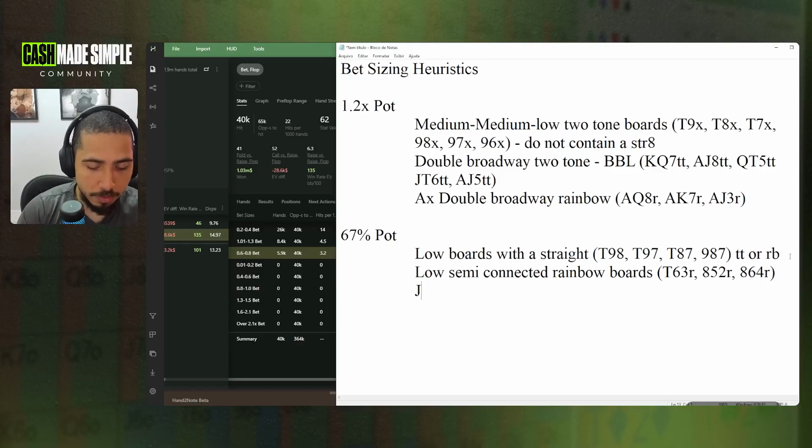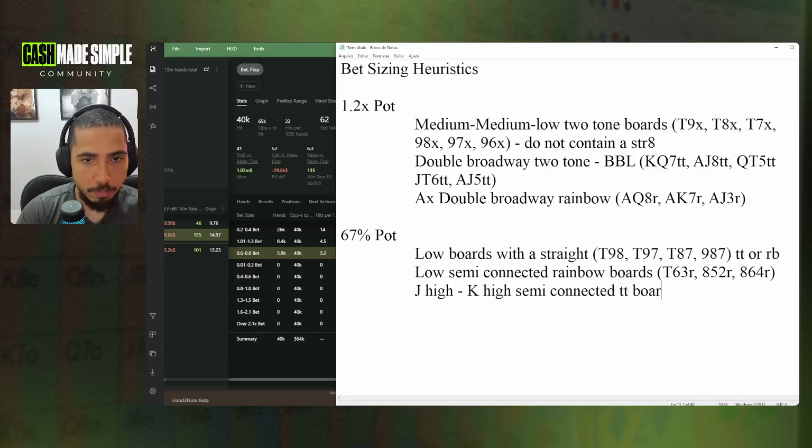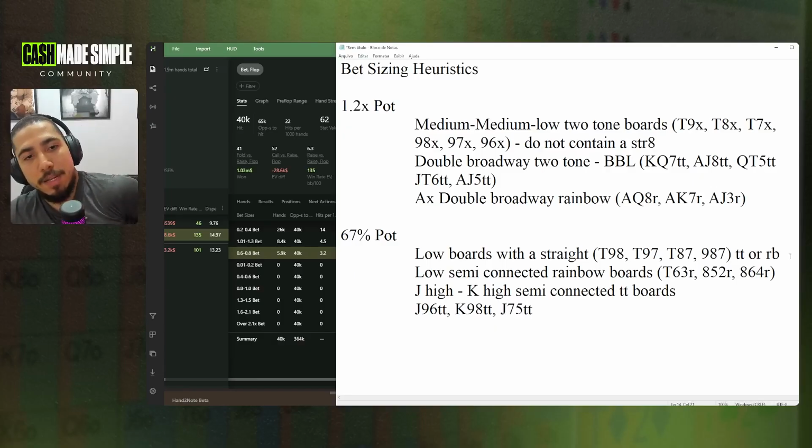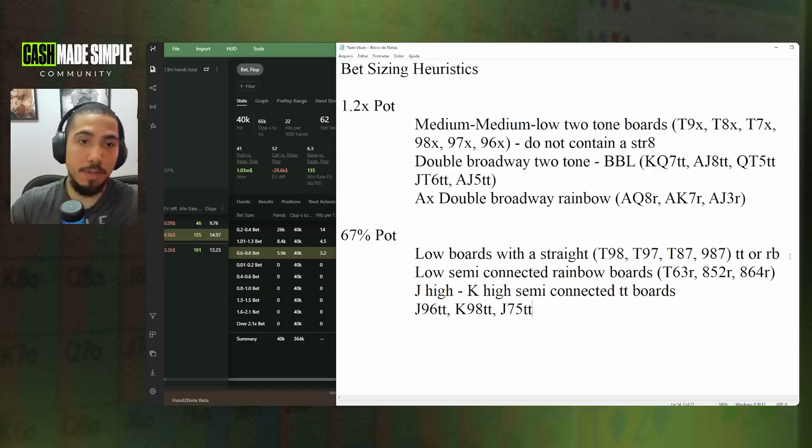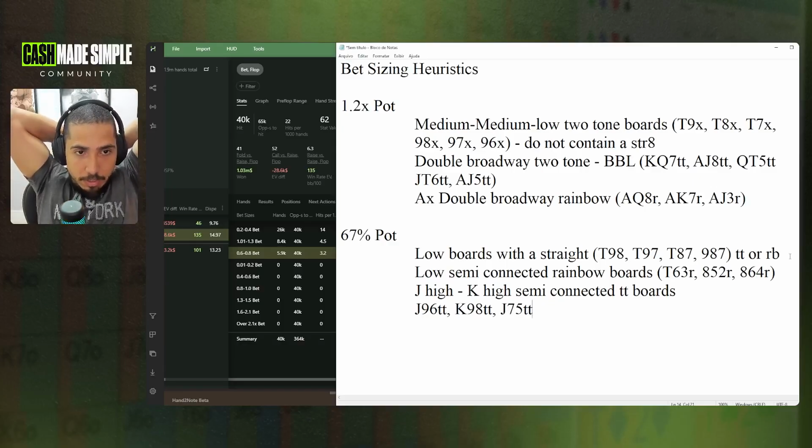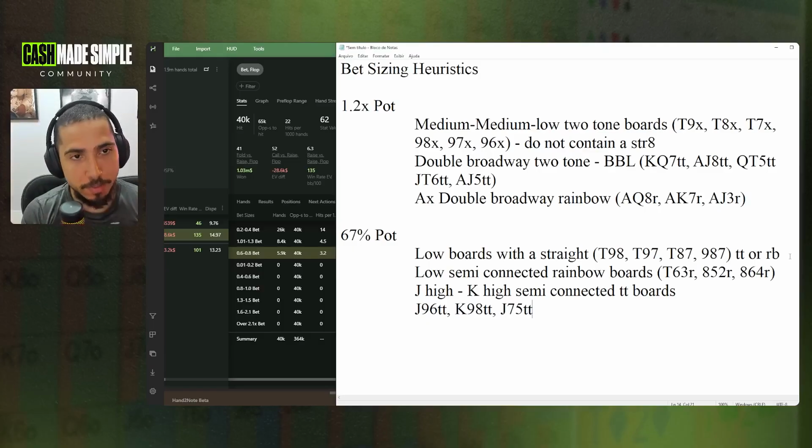And we're also seeing a number of Jack high boards. I should say Jack high through King high semi-connected two-tone boards. Those are boards that contain a bunch of straight draws. So we're talking about Jack-9-6 two-tone, King-9-8 two-tone, Jack-7-5 two-tone. Those are lots of straight draws, but no straights available. Lots of possibilities for straight draws, but not necessarily a straight available.